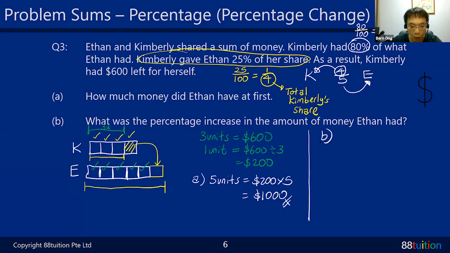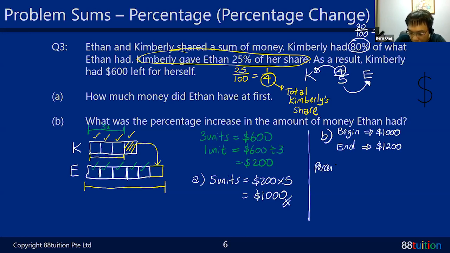Okay, part B, they are looking for what? What was the percentage increase in the amount of money Ethan had? So Ethan got money increase, right? In the beginning, Ethan got 5 units, which is $1,000. Then at the end of the day, after receiving 1 unit from Kimberly, now he got 1,200. Is that true? So you must understand the story. In the beginning, Ethan only got 1,000. Then received 1 unit, $200, from Kimberly. Thank you, Kimberly. So what happened? There's an increase. So what is the percentage increase?